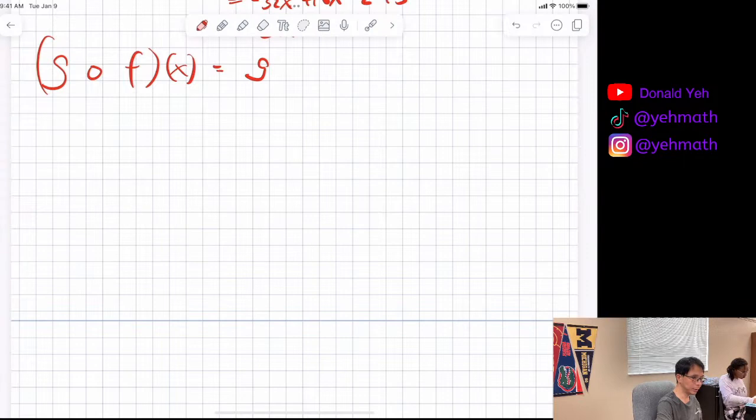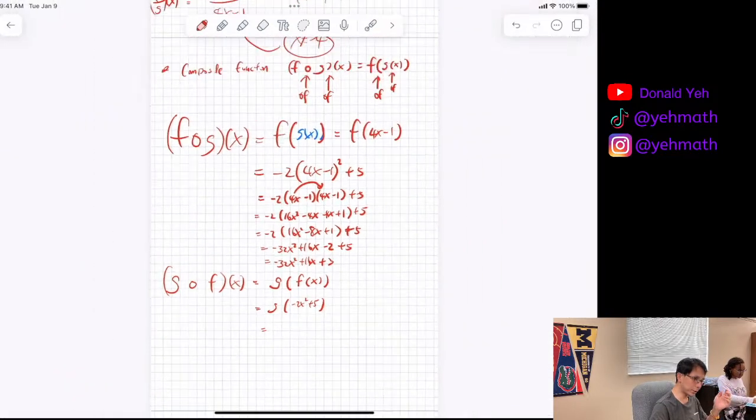So g of f of x, like this. Every time you have "of", it is parentheses. Is that okay? And then what's f of x? Start from substitute inside. f of x is negative 2x squared plus 5, right? Yeah. I'm going to plug in g. Where's the g?